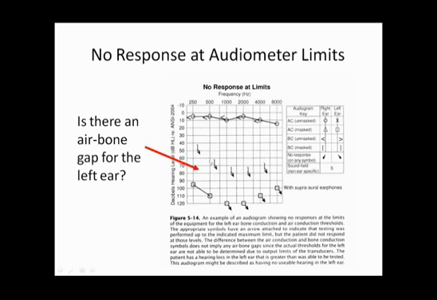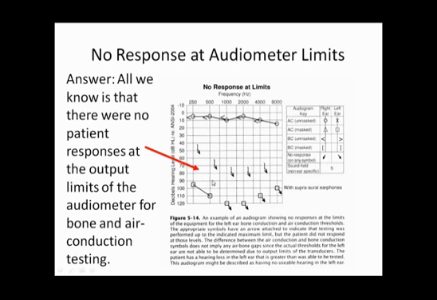Same with these bone conduction thresholds. This is actually the limits. Remember we talked about the limitations of the output of the bone conduction transducers? This is the limits of the output. So does this represent an air bone gap? Is there an air bone gap for the left ear? And these are all masked bone and air conduction symbols. And the answer is no.